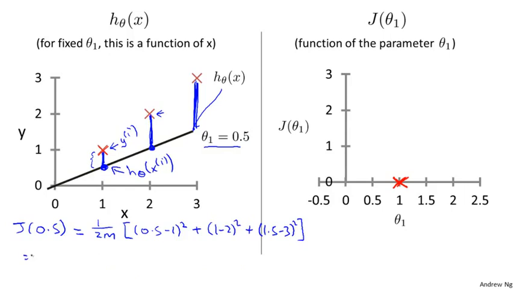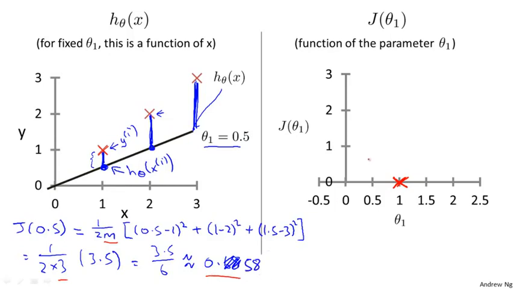And so that's equal to 1 over 2 times 3, because m, my training set size, is 3, I have 3 training examples. And then that's times, simplifying the thing in parentheses, 3.5. So that's 3.5 over 6, which is about 0.58. Excuse me, math error. So now we know that J of 0.5 is about 0.58. Let's go and plot that, which is maybe about over there.